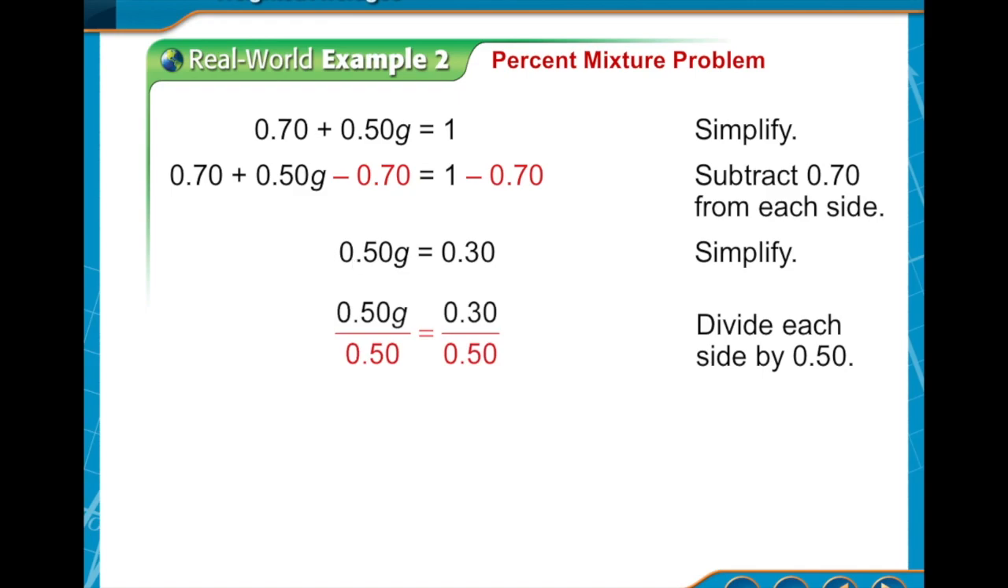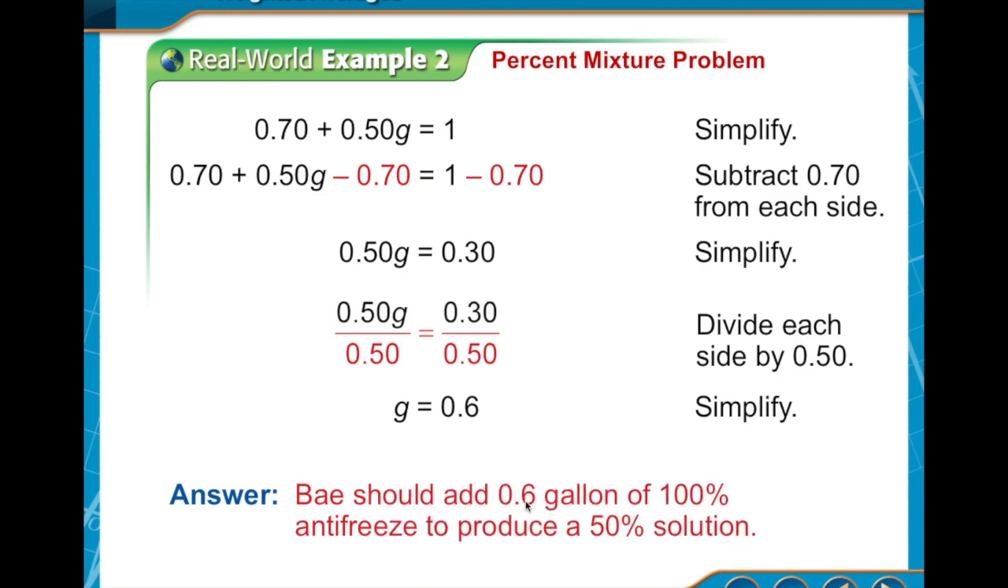And we'll solve. And how many gallons of the 100% solution will we need to add? G equals 0.6. So we'll add a little bit more than half a gallon to solve this problem. So he should add 0.6 gallons of 100% antifreeze. That will produce a 50% solution. So we started down at 35. We add some of that more concentrated 100% solution, and it gives us a 50% solution when we add exactly 0.6 gallons.